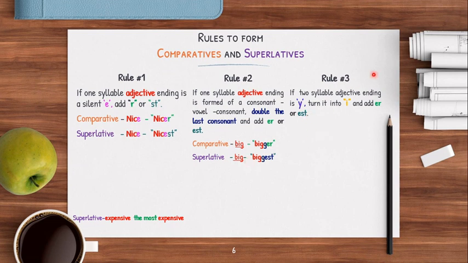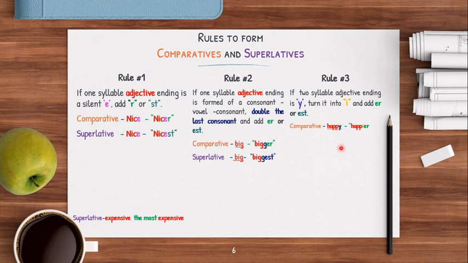So in rule number 3, if a two-syllable adjective ending is y, turn the y into i and add er or est. Probably you're going to be saying, what is that? What do we have to do here? I will explain it with examples. We have two syllables over here, happy, right? Happy, but it ends in y.